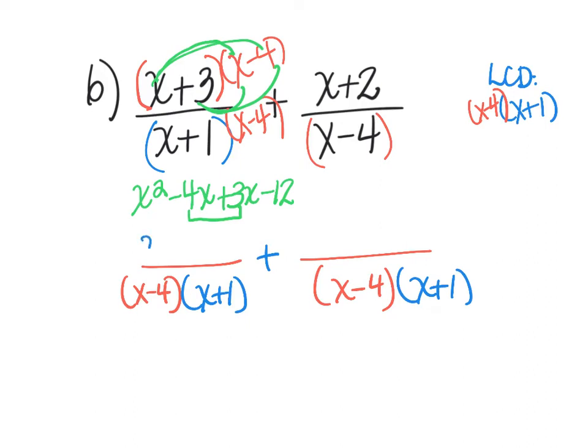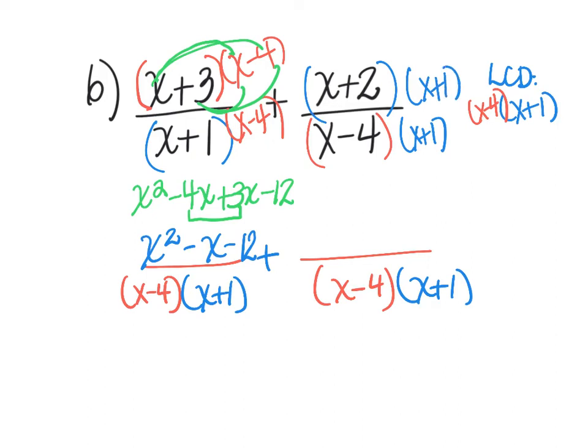So that leaves me with x squared minus x minus 12. All right, now let's look at the second fraction. The second fraction has a denominator of x plus 1, x minus 4, so it's missing the x plus 1. So once again, I'm going to wrap the numerator in parentheses so I remember it's a unit. So I've got x plus 1.